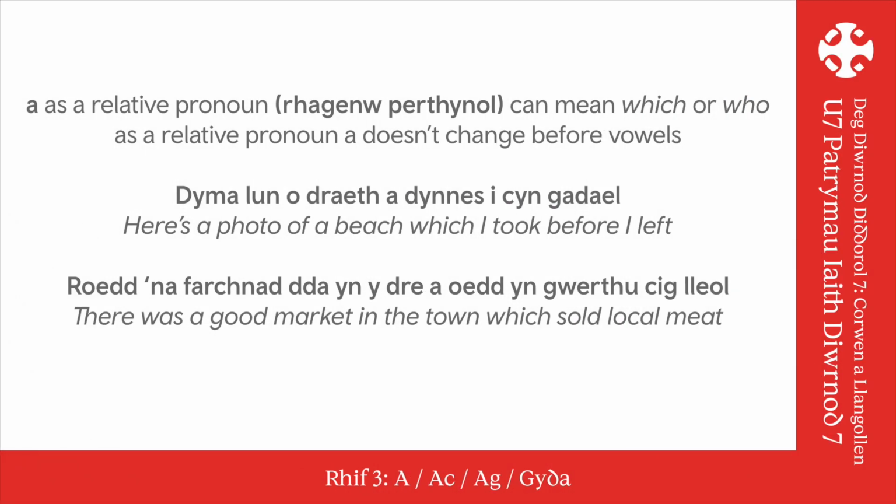A as a relative pronoun, rhagenw perthynol, can mean which or who. As a relative pronoun, a doesn't change before vowels. Dyma lun o draeth a dynnais i cyn gadael. Here's a photo of a beach that I took before I left. Roedd na farchnad dda yn y dre a oedd yn gwerthu cig lleol. There was a good market in the town which sold local meat.